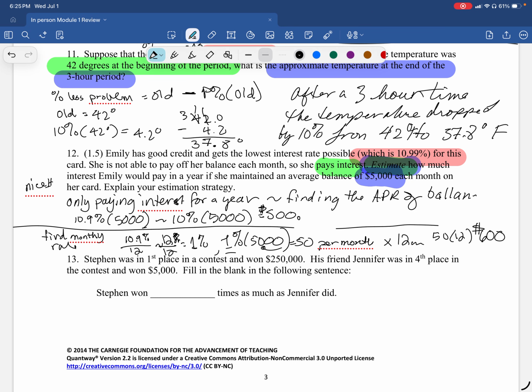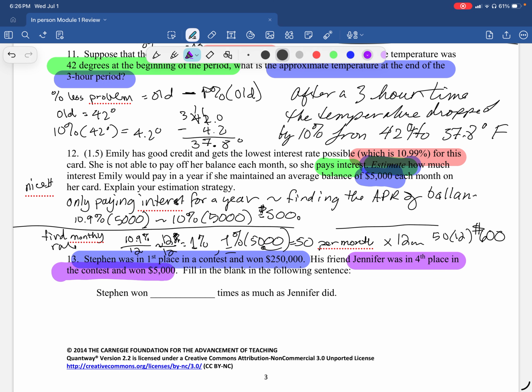And the last question before I take a break: Stephen was in first place in a contest and won $250,000. So that's Stephen. His friend Jennifer was in fourth place and won $5,000. Fill in the blank: Stephen won blank times as much as Jennifer. All right, so that's our M.